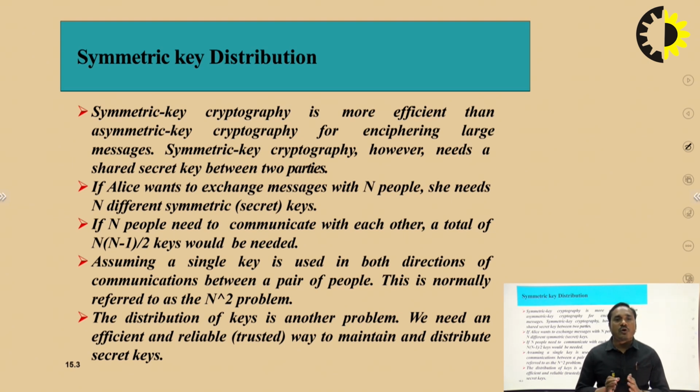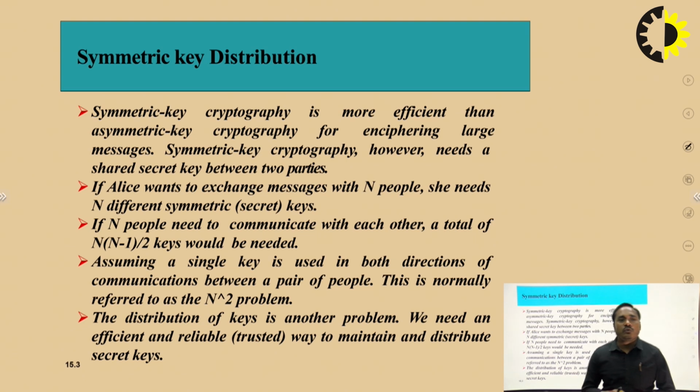So symmetric key has a common key between the sender and receiver, through which both parties know about the common key, and on the basis of that they will encrypt and decrypt the information. Now, if n people want to communicate with a single person, how many keys are required here? If Alice wants to exchange messages with n people, she needs n different symmetric keys. So if Alice wants to communicate with n people, definitely n different symmetric keys are required for communication.